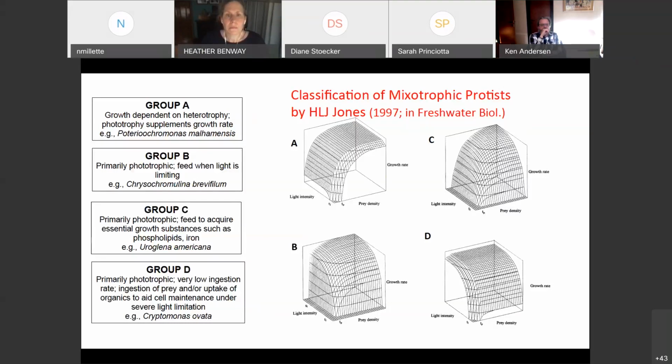An example of that is many of the Chrysochromulina species. Group C are primarily phototrophic, and they feed to acquire essential growth substances, such as some phospholipids or iron or vitamins. And then group D was primarily phototrophic, and they had very low ingestion rates, and they seemed to only feed when they were severely light limited. An example of this would be Cryptomonas ovata, a freshwater species. So, her conceptual three-dimensional pictures of these are based a little bit on data, but they're really conceptual, how she thought they operated. Have the next slide.